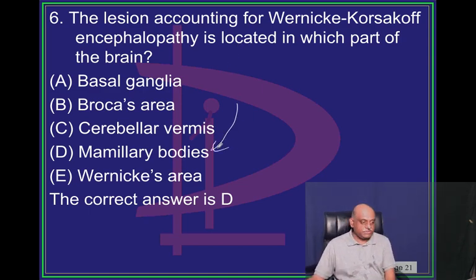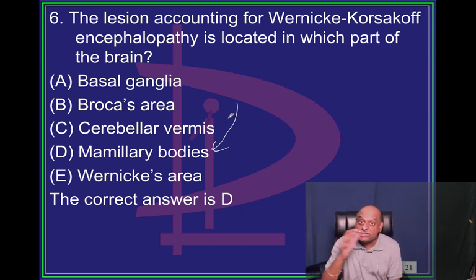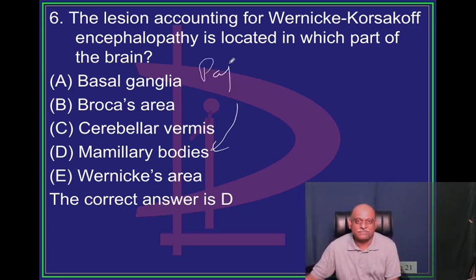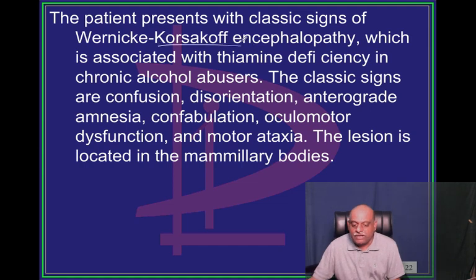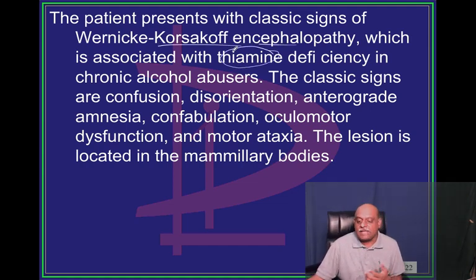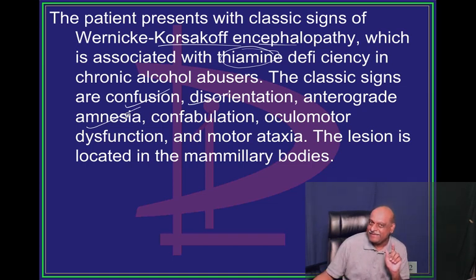Mammillary bodies. All your memory, all your emotions. There is a Papez circuit in the limbic system. So mammillary bodies. So Wernicke-Korsakoff encephalopathy, thiamine deficiency, where there is a confusion, disorientation, anterograde amnesia, not retrograde. Past is remembered, future cannot be remembered. That's a problem of an alcoholic Wernicke encephalopathy guy who is thiamine deficient.